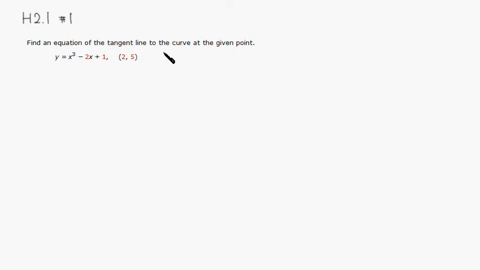There are a couple of things we need to find before we find the equation of a tangent line. We need to have a point, which we usually denote x1, y1. Luckily, this is given: we have (2, 5). Then we also need to know the slope of the line. I'm going to use m. This one we need to find.